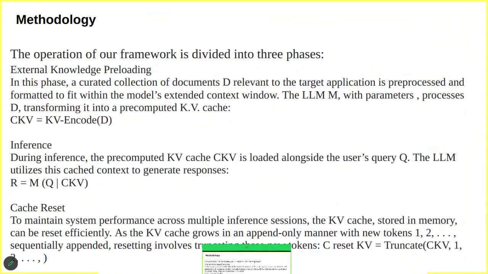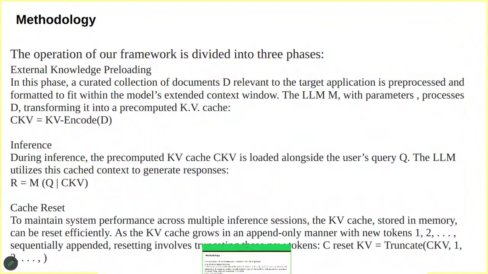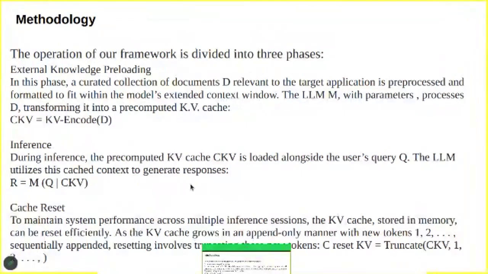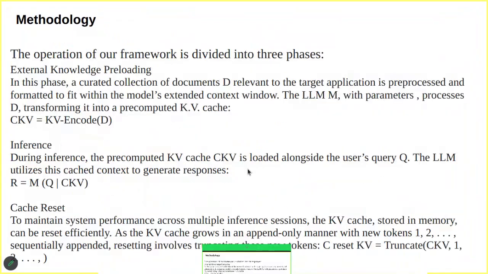Let's say a user wants to use DeepSeek. So they input the key-value cache and also the question into the model function, and then we get a response. That's where you see the response is equal to the model function with input, the query Q, and also the key-value cache CKV. So we have to look at something called cache reset.